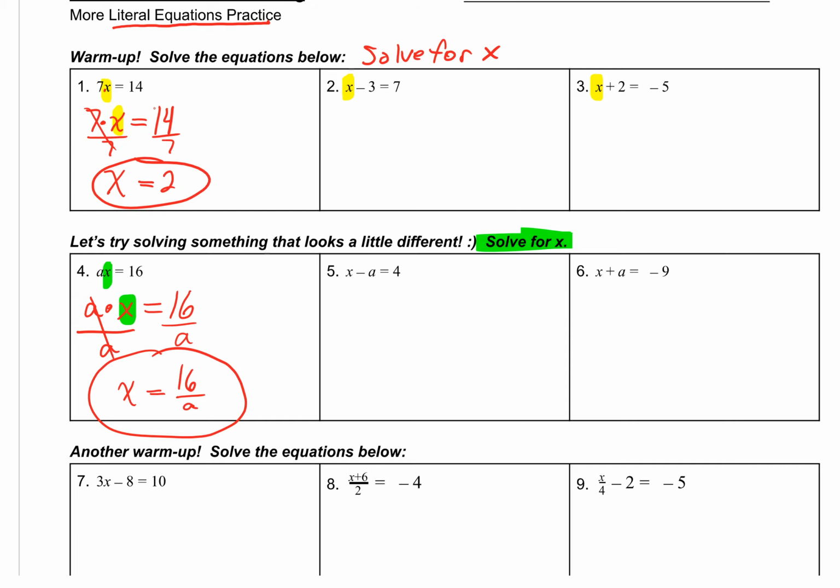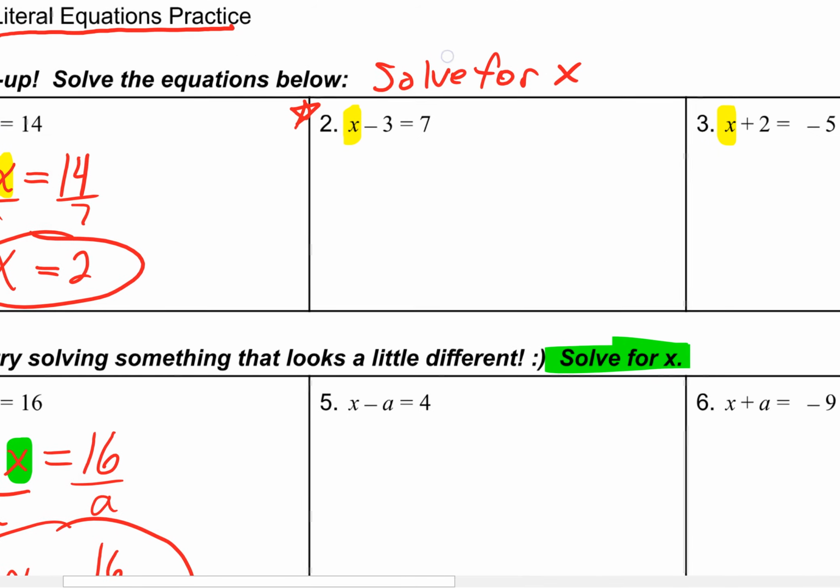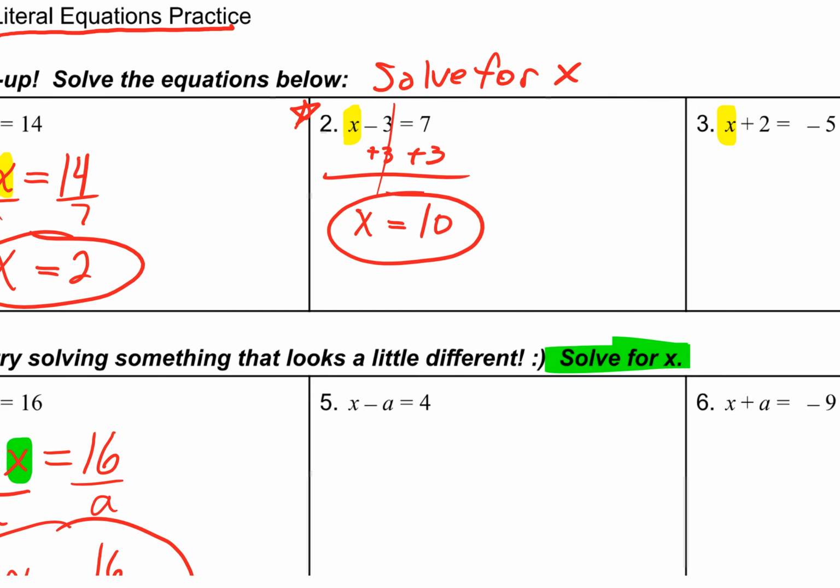So let's take a look at number 2. We have x minus 3 equals 7. We want to get x alone. In other words, I don't want to see this minus 3 next to the x. We could add a 3. The opposite of subtraction is addition. And 7 plus 3, in one simple step, gives x is equal to 10.